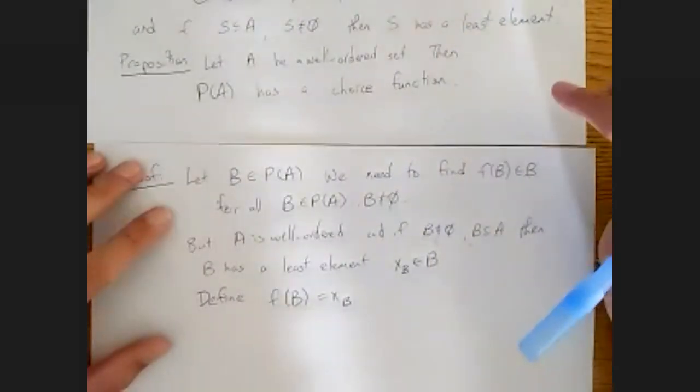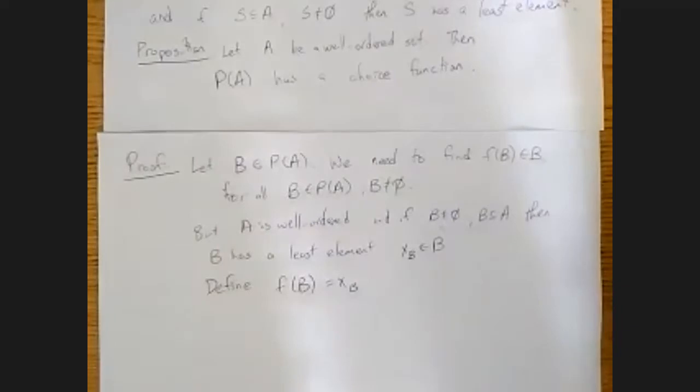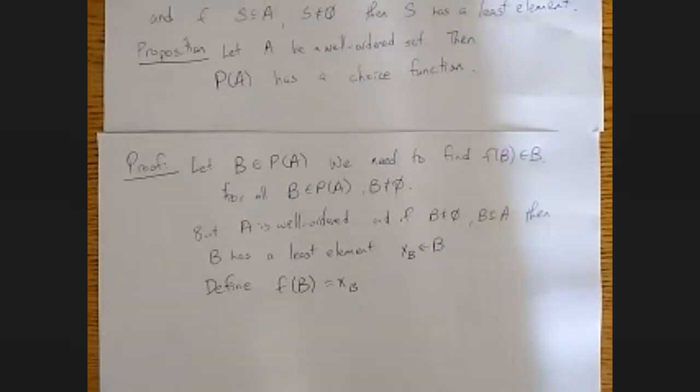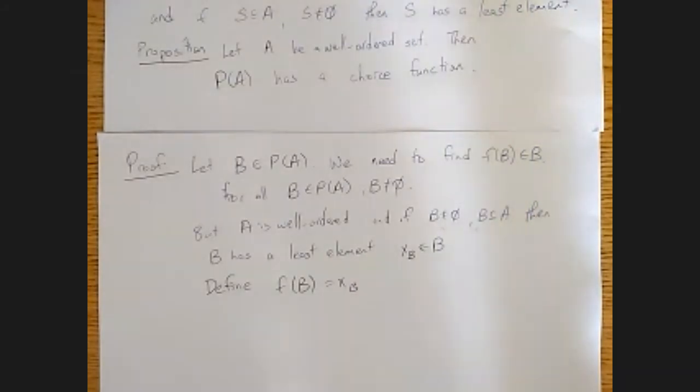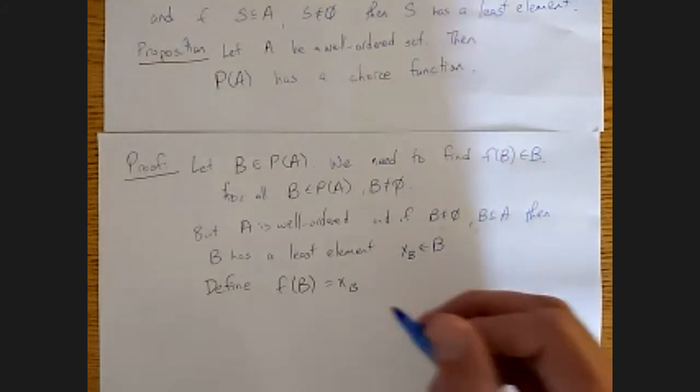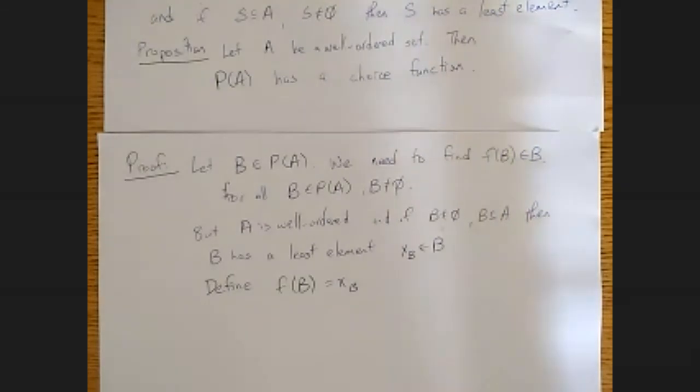And the point here is that the fact that every non-empty subset has a least element allows us to make a choice, because the choice is made for us. In a well-ordered set, every subset has a least element. You don't really have to make a choice, just choose the least element and make that the value of the function. Since being a least element uniquely defines x_B, the choice is made for you.